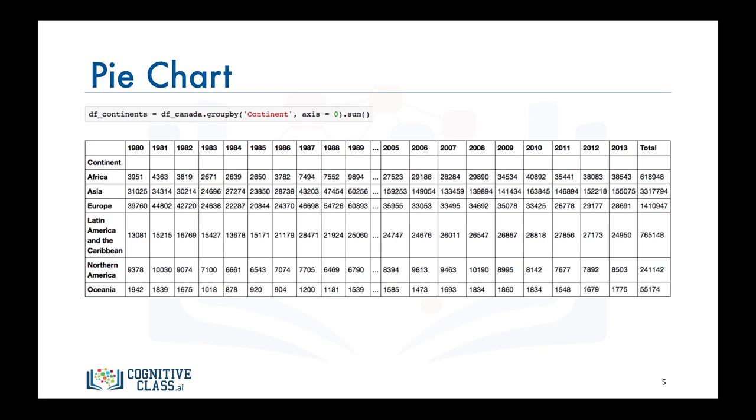The resulting data frame has 6 rows, each representing a continent, and 35 columns representing the years from 1980 to 2013 plus the cumulative sum of immigration for each continent. And now we're ready to start creating our pie chart.